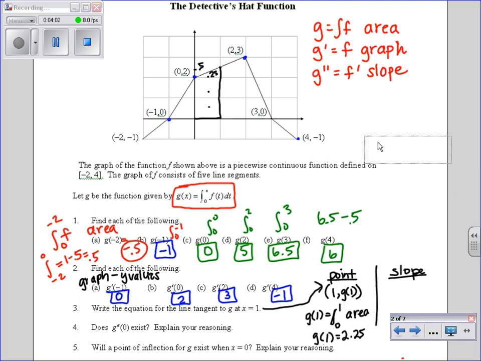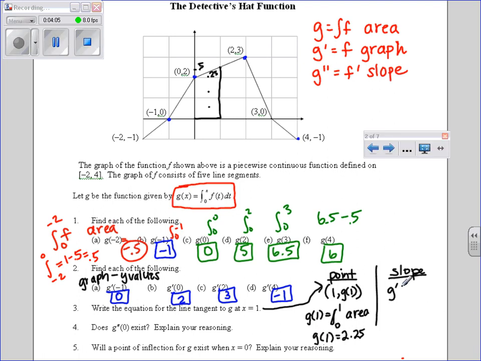And then our slope is going to be g prime, because it's always the derivative at that point. But g prime is the same as f. It's the same as the graph. So it's the graph value. So if we look over 1, it's up at 2.5. So it's just y minus the y coordinate, which is 2.25, equals our slope, which is 2.5, times x minus the x coordinate, which is 1.